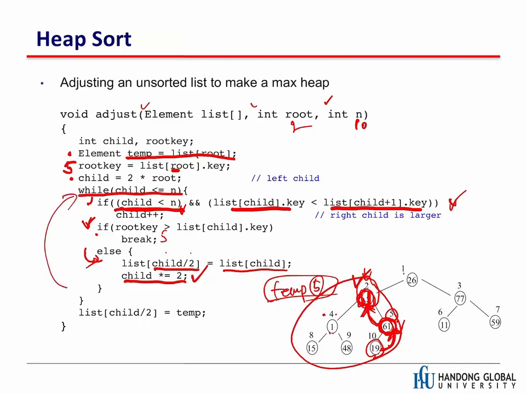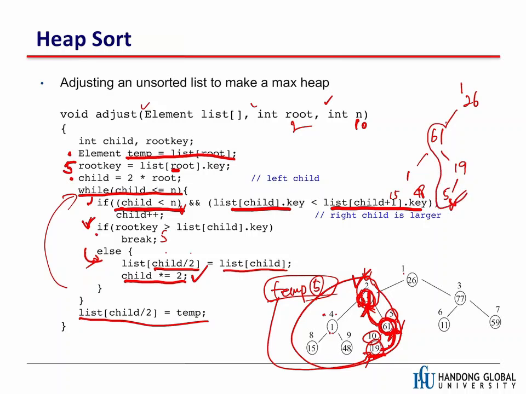And then next, child is 20, and when we go back to this statement, child is 20 and n is 10, so we quit. And finally, we copy this temp to child divided by 2. Child is 20, so child divided by 2 is 10. So temp will be copied to this node. So after these functions, let me rewrite that. We have 26, and then left child is 61, and then left child is 1 and 15 and 48, and the right child is 19 and 5.